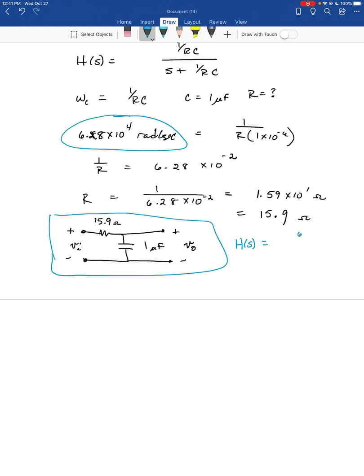So H of s is 6.28 times 10 to the 4th over s plus 6.28 times 10 to the 4th. I just want to re-emphasize that in a transfer function, H of s or H of j omega, either one, you're always dealing with omega. When you solve for 1 over RC, that's units of omega. And so if you're given hertz and you are going to find a transfer function, you've got to convert first to radians per second. If you want to know a solution in hertz, you're going to get radians per second out of your transfer function, and you've got to then convert to hertz. So just be aware of those units.